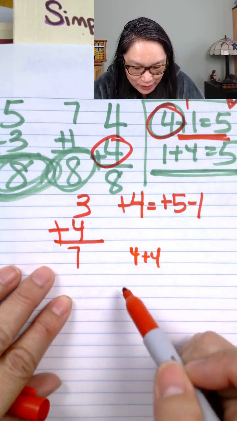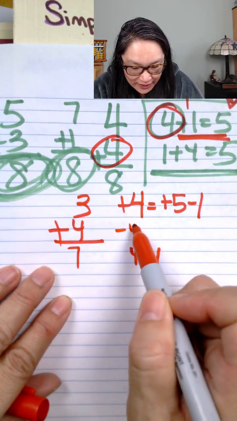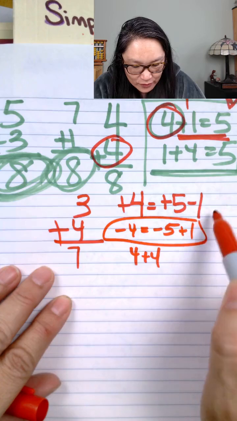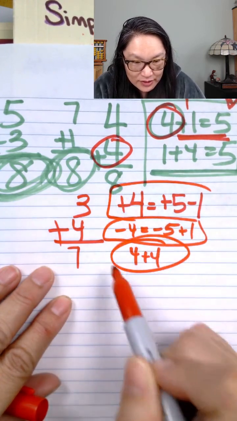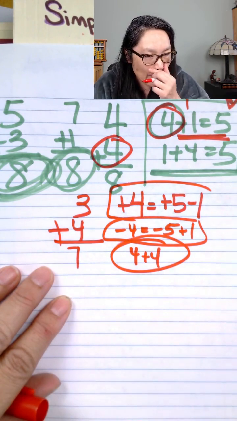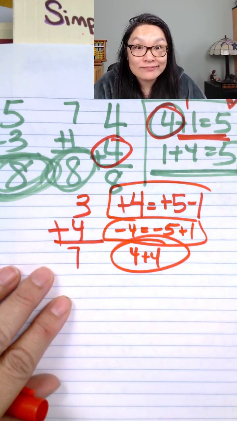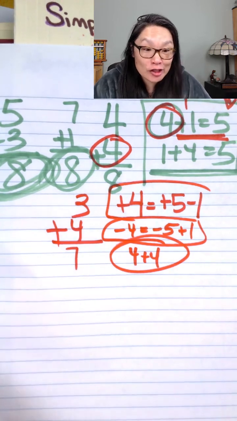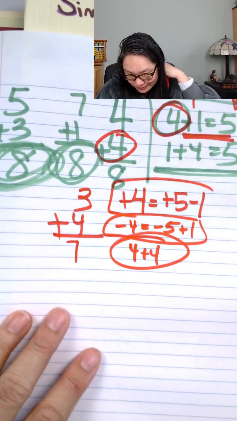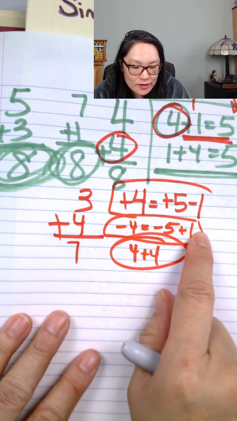In Abacus, we do negative. We do plus 4. We do minus 4 is equal to minus 5 plus 1. There's the inverse. We do the inverse. But in the doubles strategy, we don't do doubles negative, which is interesting. So be careful with the strategies you use. That's why we don't do doubles, but we do the inverse.